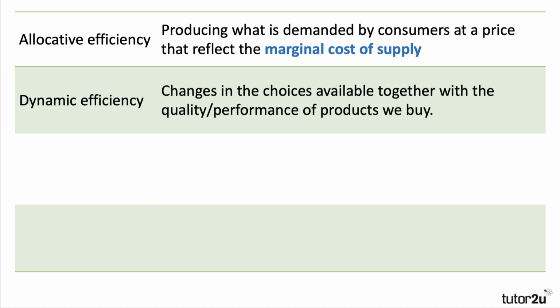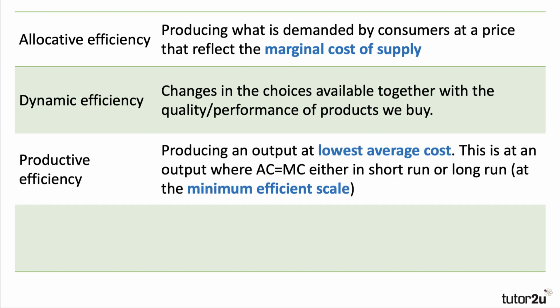Dynamic efficiency happens over time, and it refers to changes in the choices available in the market together with the quality of the performance of the products we buy, often including, for example, aspects of environmental efficiency. And the key issue about innovation in markets is what we associate with dynamic efficiency.